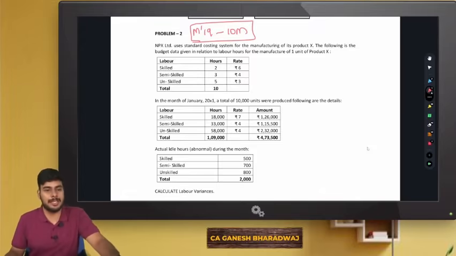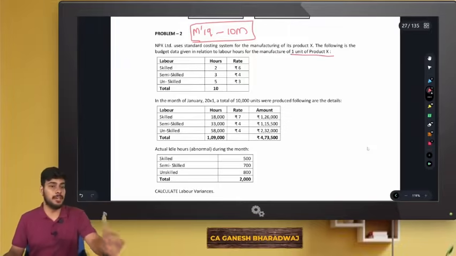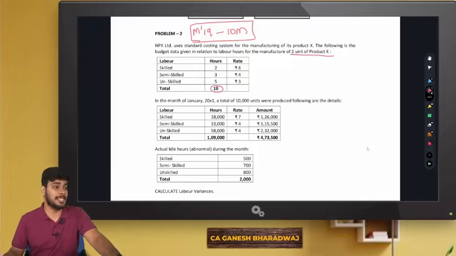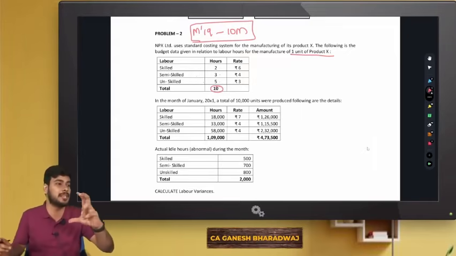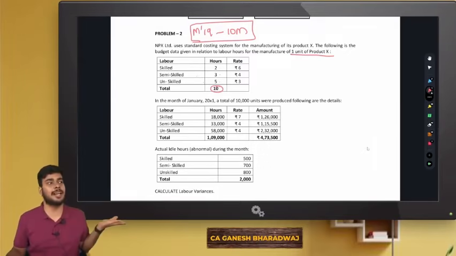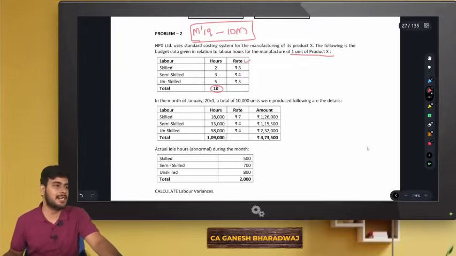NPX Limited uses standard costing system for the manufacture of its product X. The following is the budgeted data given in relation to labor hours for the manufacture of 1 unit of product X. So what are they saying? For 1 unit of product X, you are allowed what and what and what? Skilled hours 2, semi-skilled hours 3, unskilled hours 5. A total of 10 labor hours you can use per unit. So what will you do? For the actual output, how much they should have spent. This is actually why they have given it, to find out the standard quantity. Correct or not, guys? Is everyone understanding this? And they have also given you the standard rate directly. Fine.